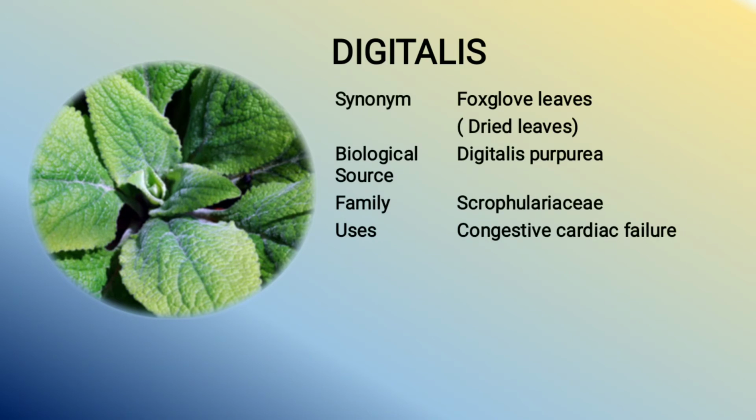Okay students, moving further, the next image. Do you know this? This is the image of the plant digitalis, right? You have heard of digitalis many times, but you might not have seen how the plant appears. So these are the leaves of digitalis, and the synonym of digitalis is foxglove leaves. It is the dried leaves that are used. Its biological source consists of dried leaves of Digitalis purpurea belonging to the family Scrophulariaceae, and it is used mainly in congestive cardiac failure.